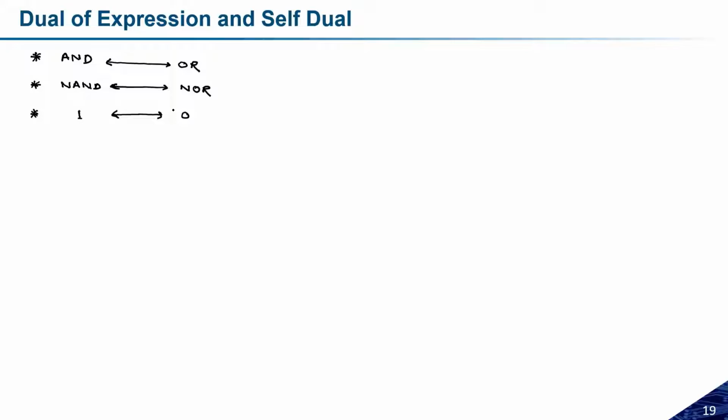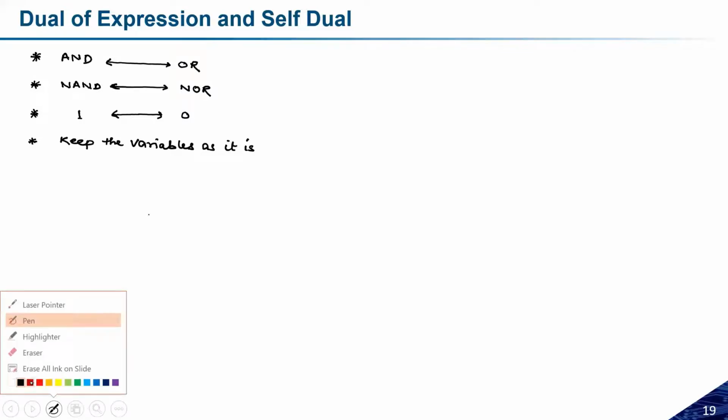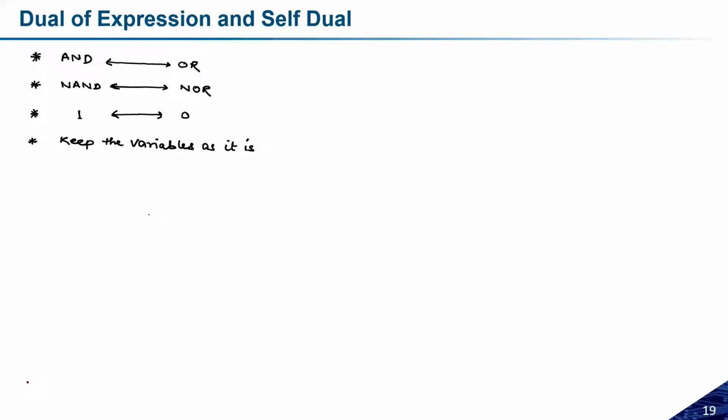And the fourth and very important point is to keep the variables as they are. So these are the four points that you should consider before finding the dual of any expression. Let us consider some examples, and you will be able to understand the meaning of this.